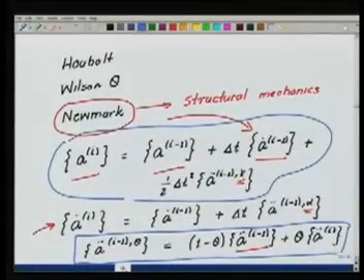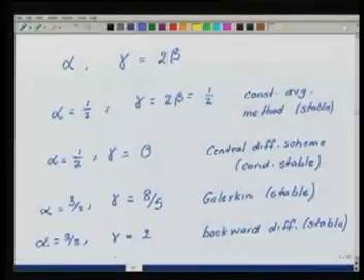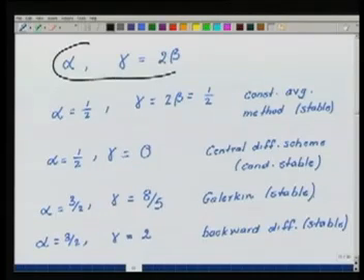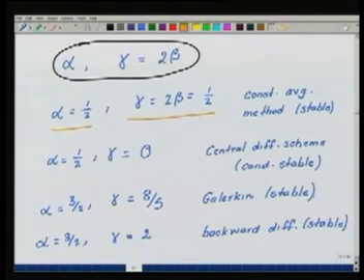So let us look at some choices of alpha and gamma, which will lead to different families of approximations. Here I will choose alpha, and gamma will be written in terms of 2 beta: gamma is equal to 2 beta. If alpha is equal to half, gamma equal to 2 beta equal to half, this is called the constant average method, and this scheme is shown to be stable. If alpha is equal to half and gamma is equal to 0, then I get the central difference scheme, which is said to be conditionally stable.